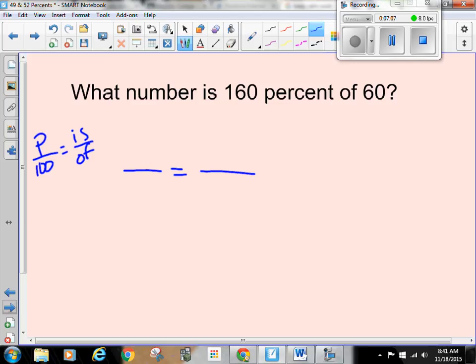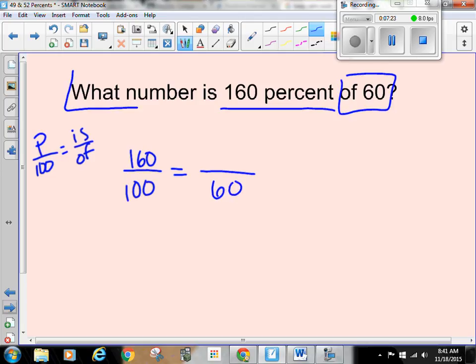Okay, what number is 160% of 60? All right, so let's look for our percent. We get 160% of 60. So there's our of. Okay, and so here our is the unknown. Now think about this one as we work this one out. We're looking for 160% of 60. So should our answer be less than 60 or should our answer be greater than 60? Well, 160% should be greater than 60 because 60 is that 100%.